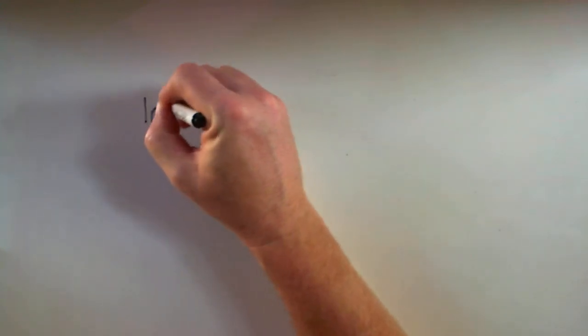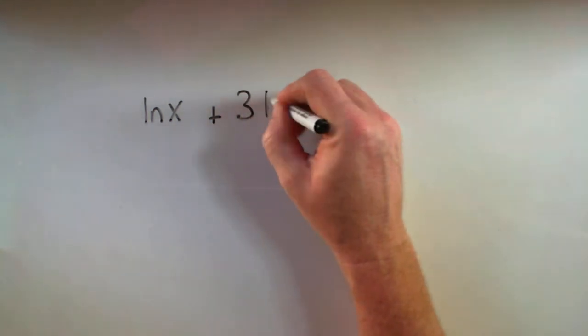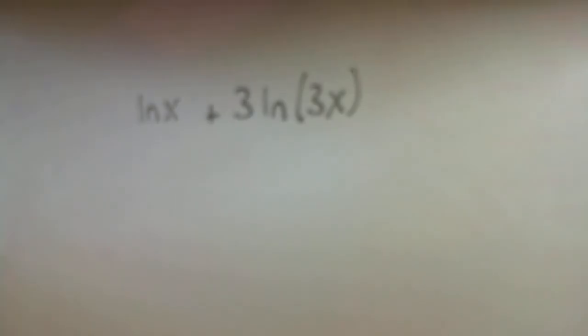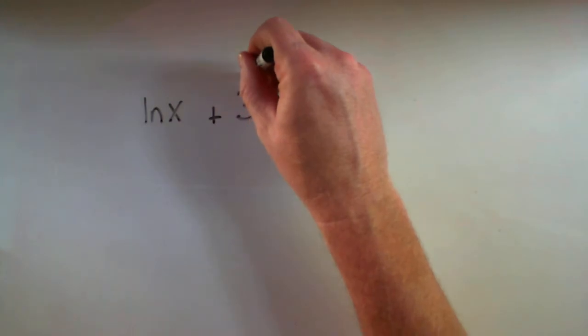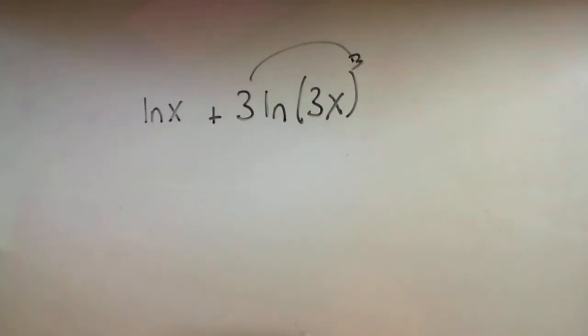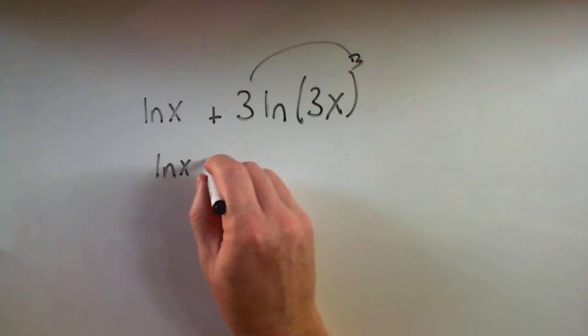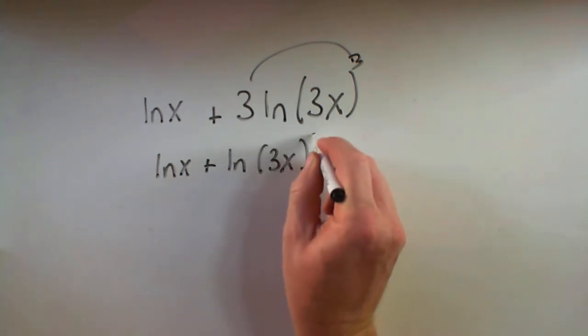We have the natural log of x plus 3 natural log of 3x. This time we are going to bring these two together. So I'm going to first pop that 3 up into the top. That will turn this into natural log x plus natural log of 3x to the third.